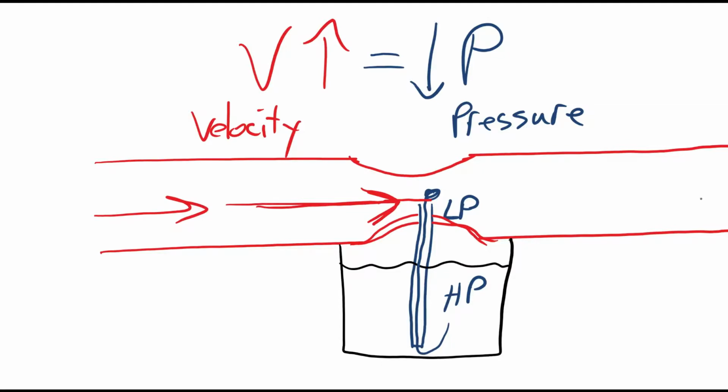Remember we had a pressure differential before when the piston went down in the cylinder? It's the same thing. Low pressure, high pressure. We have a low pressure at the jet, high pressure in the fuel cup. That causes fuel to move up the tube and into the path of the air.